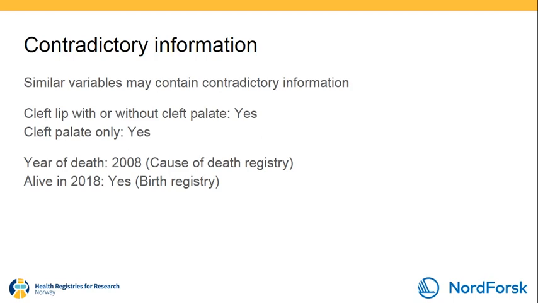Sometimes you get contradictory information in your data, where similar variables contain different information and information that's impossible. They cannot both be true at the same time.